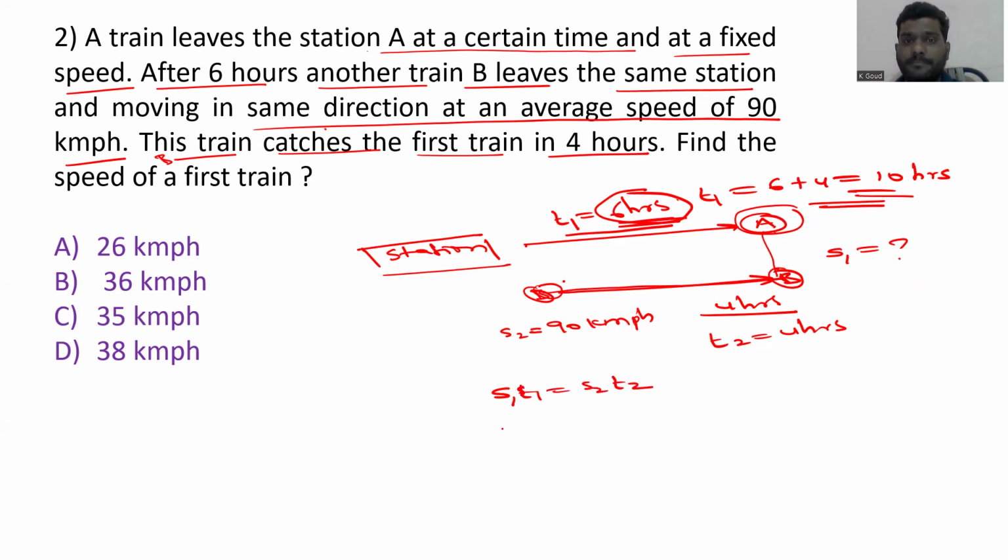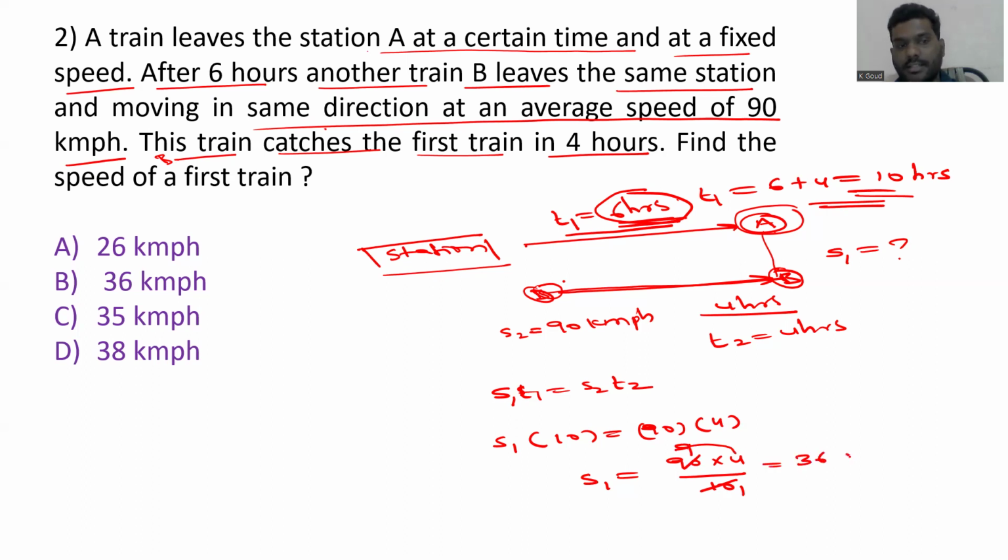So speed 1 we don't know, we have to find. T1 is 10 hours. Speed 2, 90, is given. T2 is 4 hours. So S1 will become 90 into 4 by 10. 10 ones are 10, 9 fours are 36 kilometers per hour. So option 2 is the right answer.